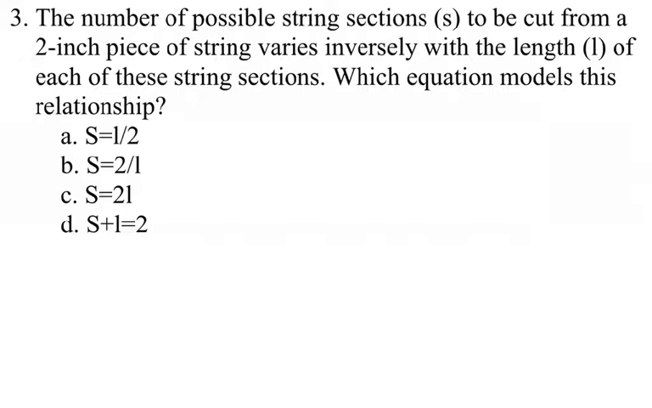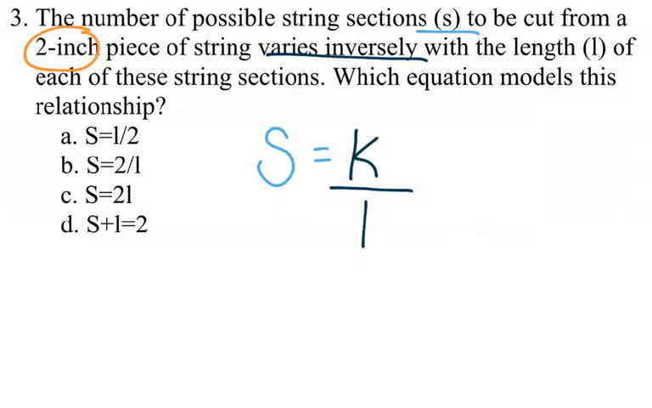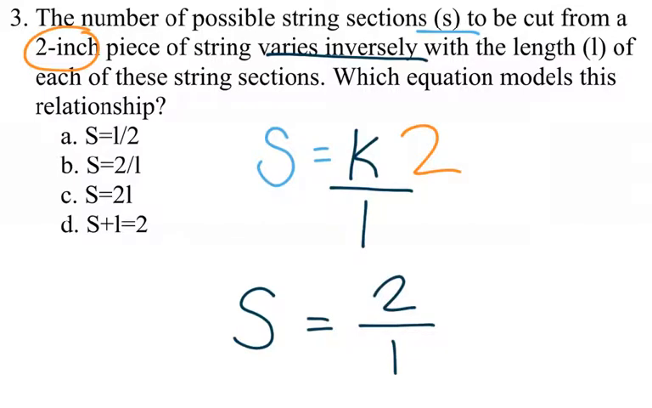Okay, so take a minute, pause the video, and read this one. Okay, so if you remember, the very first variable you get to is the one that it's going to equal. All right, and then it says varies inversely. Okay, so that's going to be K, and then inversely means divide by L. And then because you're talking about a 2-inch piece of string, that's what your K value is. So the answer is going to be S equals 2 divided by L. All right, so B is your answer choice.